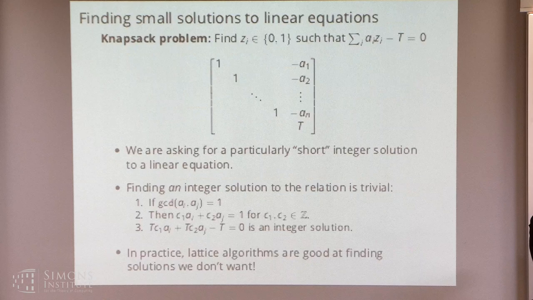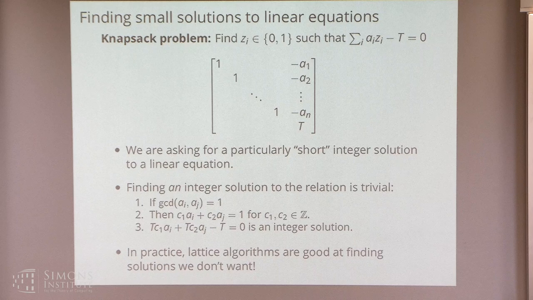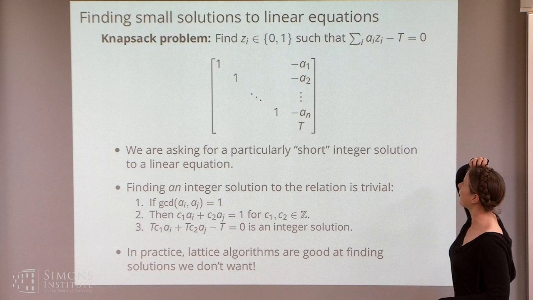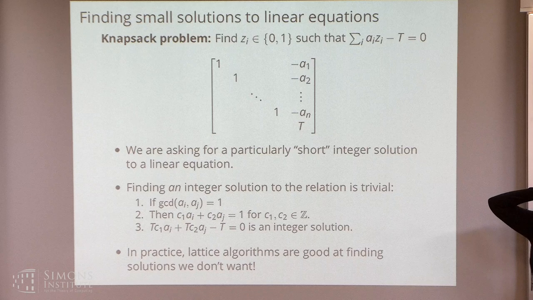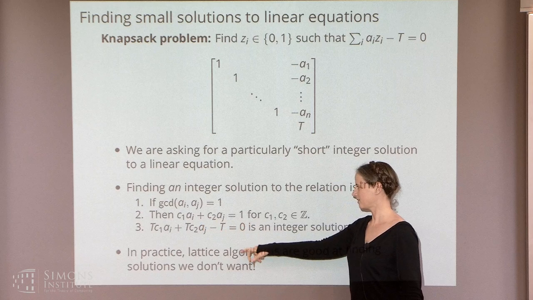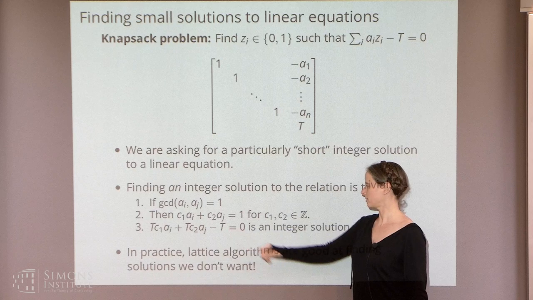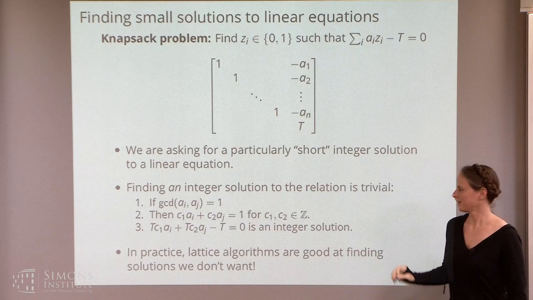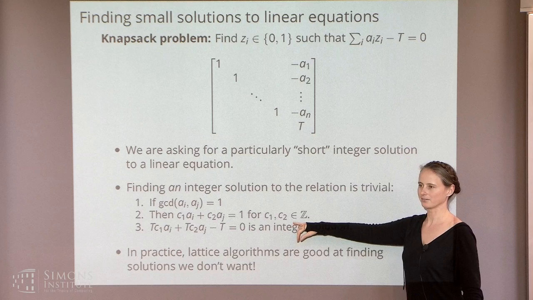So back to our knapsack problem. We are asking for a short integer solution to a linear equation here. I just want to note that finding an integer solution is trivial. If one of these elements has GCD 1, then you can use the extended Euclidean algorithm to find some integers satisfying this, and then multiply by your target, and that gives you an integer solution. That's trivial. And if you're not careful in setting up your lattice reduction problems, often LLL will be super helpful in finding solutions that look like this for you.